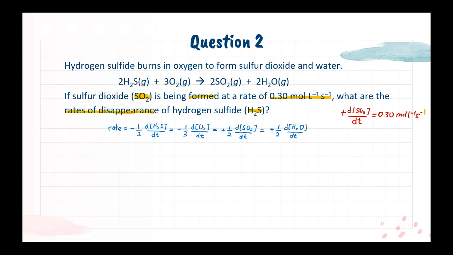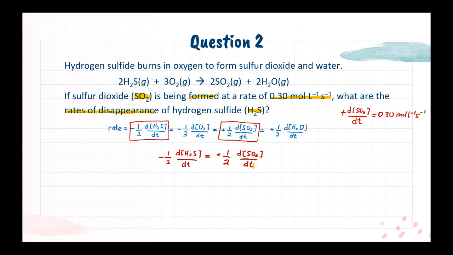This is the information given, and you may circle it in your differential rate equation. Here is your sulfur dioxide. Our target is the rate of disappearance of hydrogen sulfide. These two are the information and the target that we want to find. So we try to put them together: -1/2 d[H2S]/dt equals positive 1/2 d[SO2]/dt.